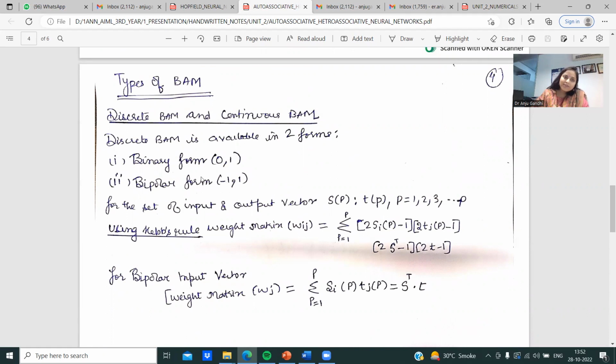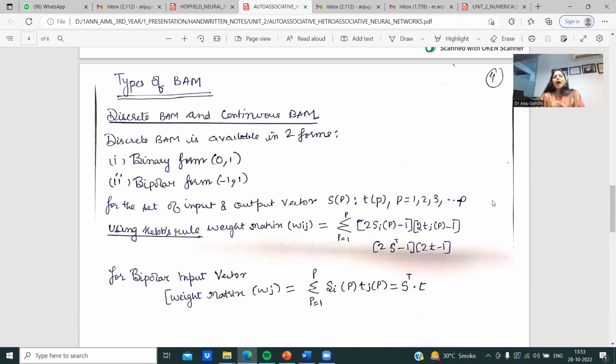And in discrete, we have two types of inputs available: binary and bipolar. Binary, we know, is 0 and 1. Bipolar is -1 and 1. Now, for the set of input and output vectors, we have S(p) as the source pattern and T(p) as the target pattern, and the value of p goes from 1 to 2, to 3, and so on up to P.